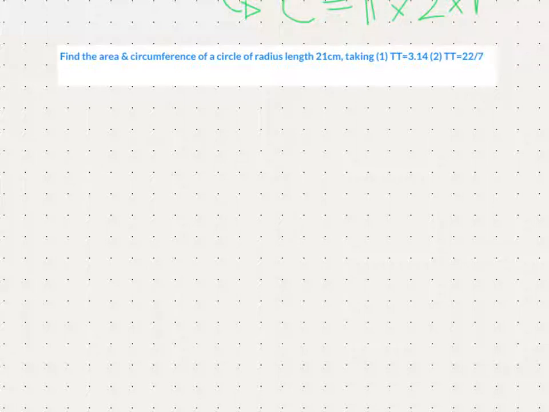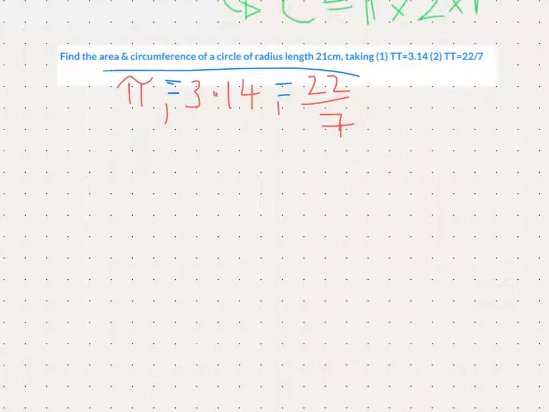Now, it's important to note at this point that pi can be written as pi on its own, or pi can be written as 3.14, or pi can be written as a fraction, 22/7. Each of these numbers are equal, okay? So you can write pi in any of those 3 ways. How do you know which one to use? Well, the question will tell you. Okay, so let's get calculating the answer.